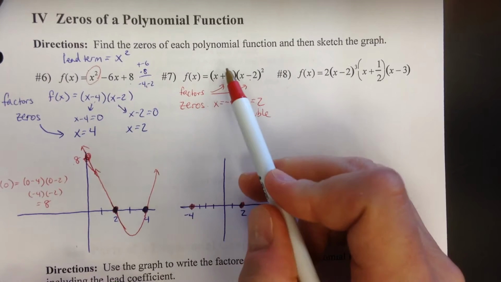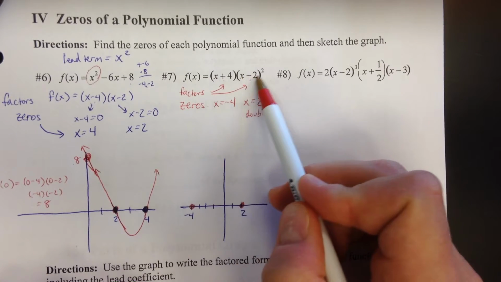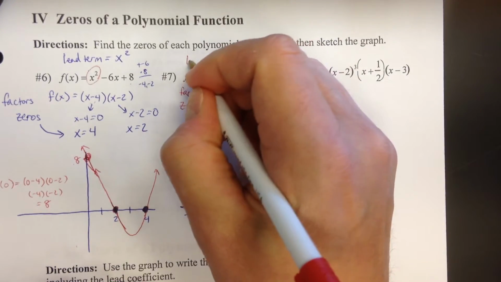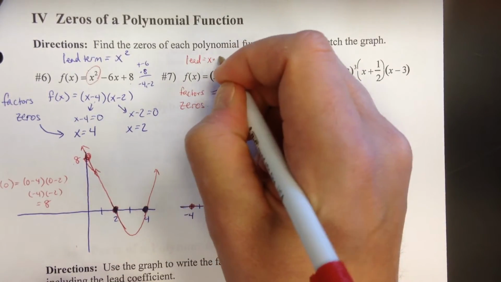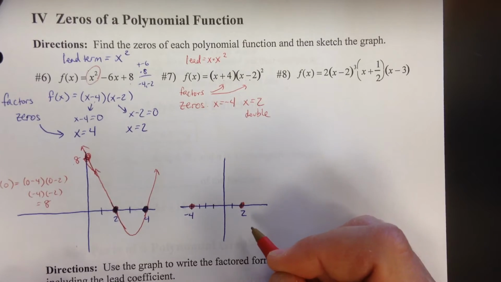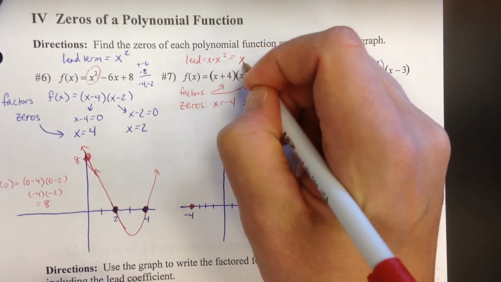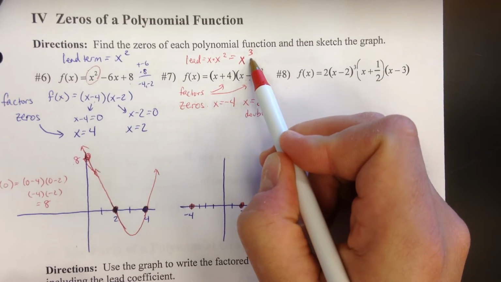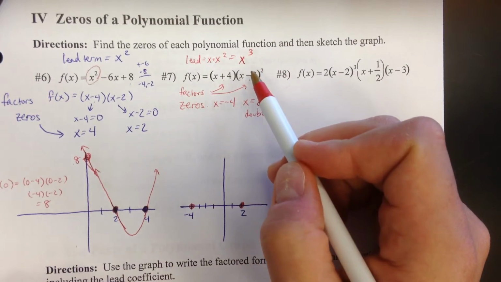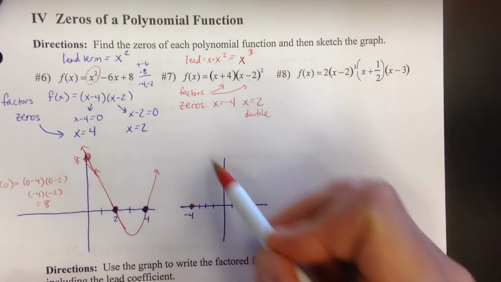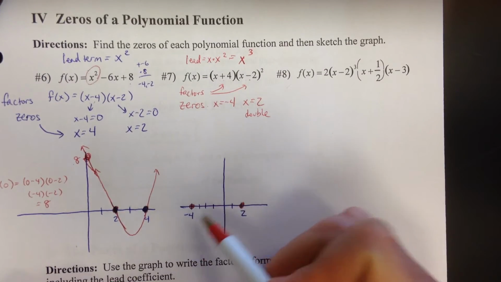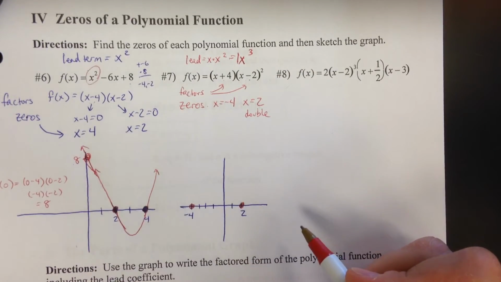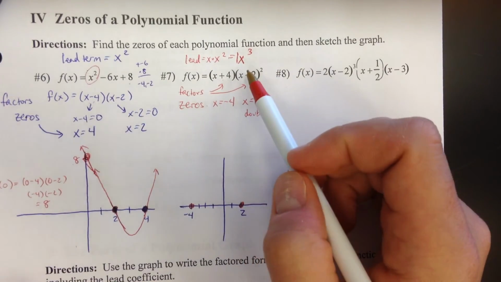The lead term, this will be x. Now, in this part, if I square this out, this would be an x squared. So my lead term would be x times x squared if I multiply it all out, which is x to the third. Now, that's an odd degree function. That's a third degree function. So the end behavior is either going to be up and down, or it's going to be down and up. Because this is a positive 1x to the third, think about this.